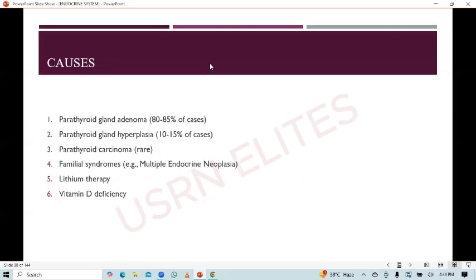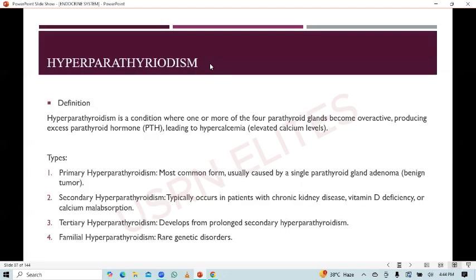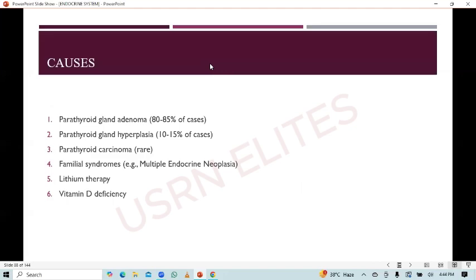All right. So let's talk about the causes. I think I even said some under the types rather. So we have the adenoma, I said about the cancer. Then we have parathyroid gland hyperplasia. When we say hyperplasia, what does it mean? Hyperplasia. Or let me see, what is the difference between hyperplasia and hypertrophy?